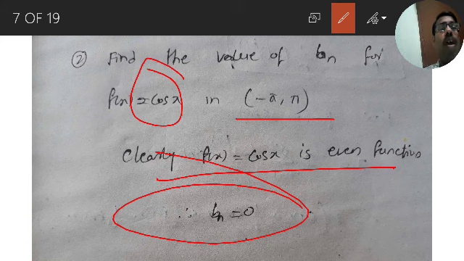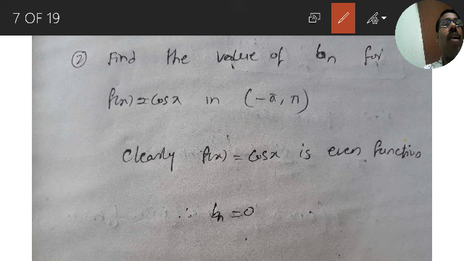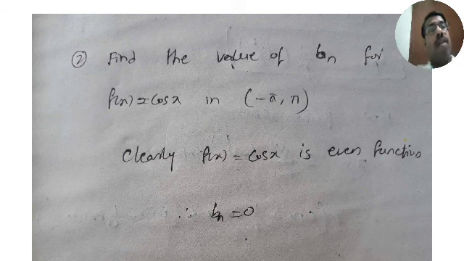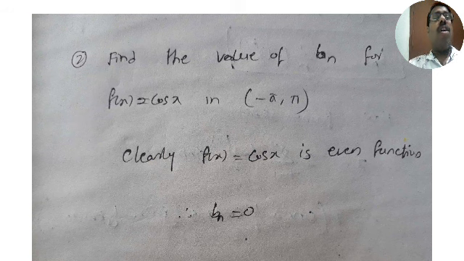Are you able to get it? For an even function, only a naught and an, no bn term, bn is 0. For an odd function, only the bn term, no a naught and an, a naught and an equal to 0. In this concept, it is given for 1 mark. Very easy. Let us move on to the problems for the essay questions. These are 1 mark questions on the concept of even and odd functions. Now let us move on to the essay questions.